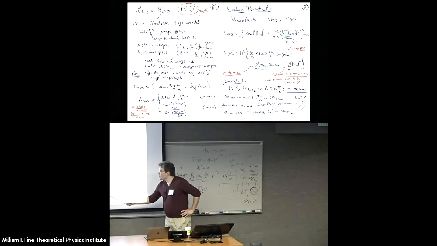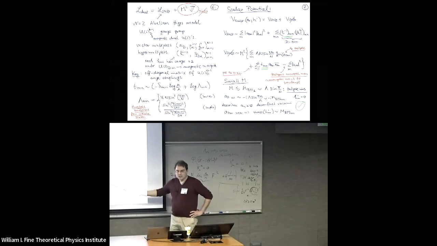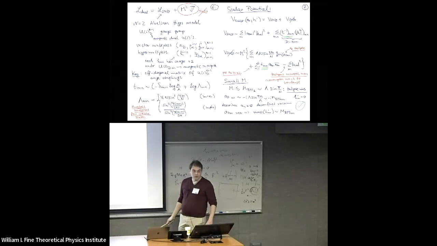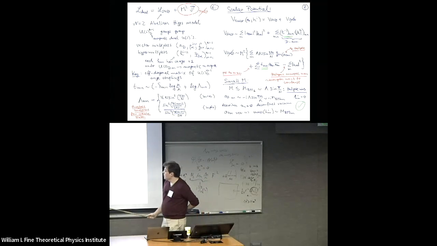And each hypermultiplet has charge 1 under one of these dual magnetic gauge groups, which means that each of these H's describes a single monopole of magnetic charge 1. All right. Very good. So this is the supersymmetric story.